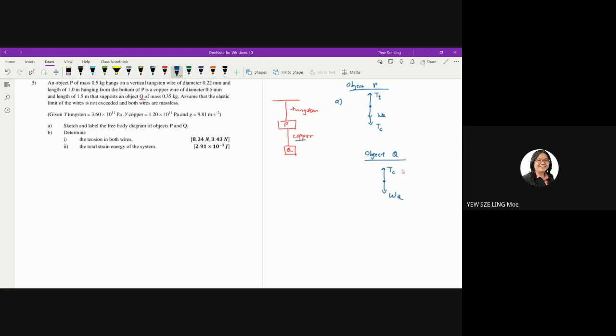Because now you're looking at the copper wire. So now that's it. That is a complete free body diagram for object P and object Q.